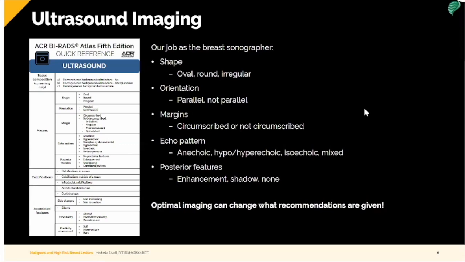Posterior features, another big one that the radiologist would really like you to describe to them, or at least get good images of. And that would mean, is it posterior enhancement? Is it brighter behind it? Or is it a posterior shadow? That means it's got that shadow, that dark area behind it. Or is there none? There isn't a posterior feature to describe. Optimal imaging can change what our recommendations to the patient will be. So that's why it's on us to make sure we get good images and that we take the time to describe what we see, what our impression of our images is, to the radiologist.